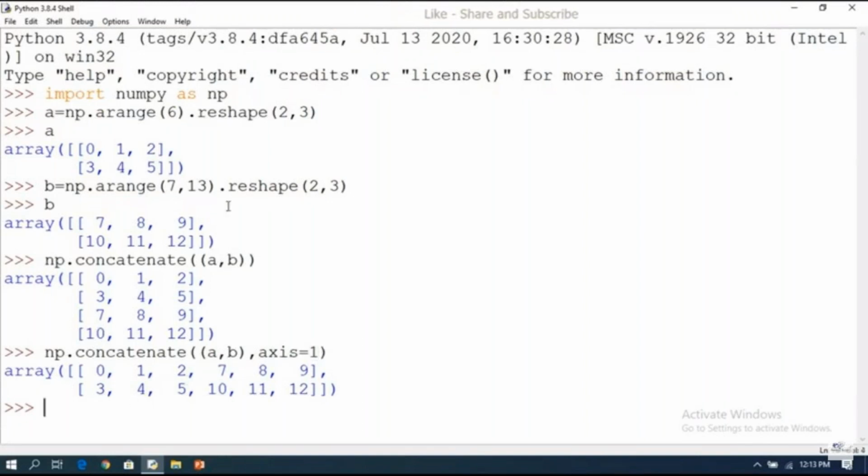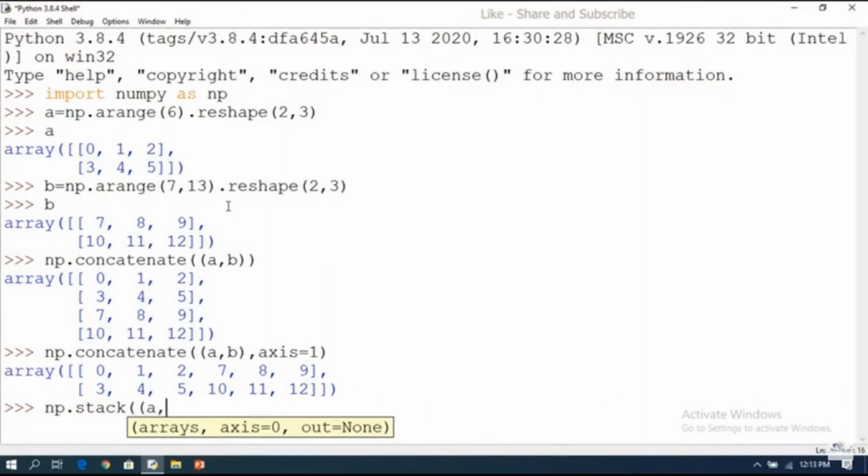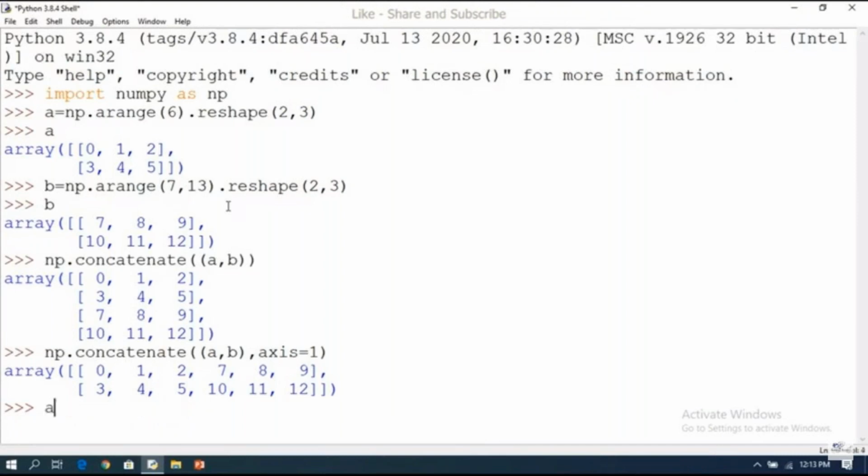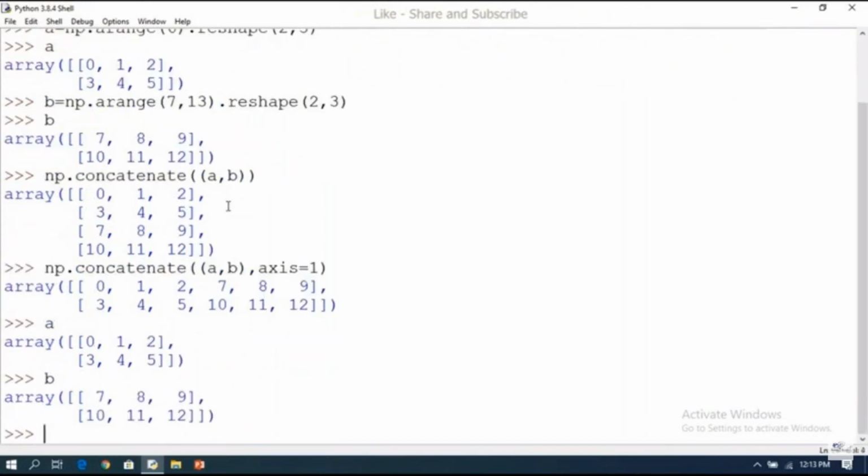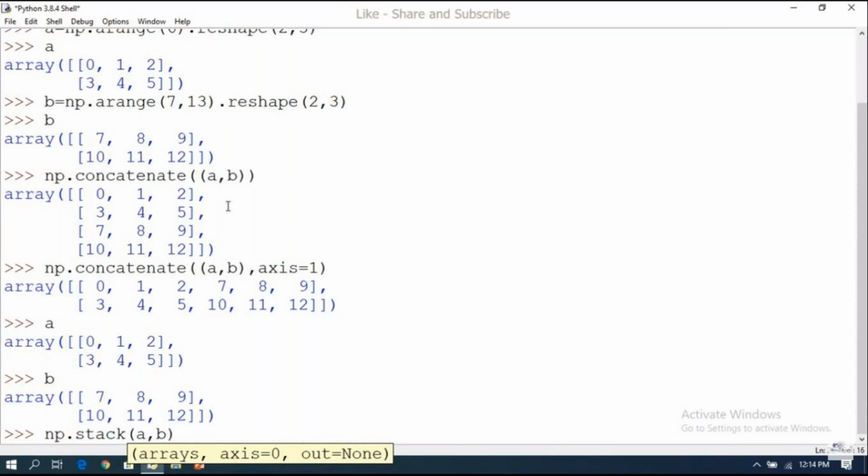So we have seen one more function called stack. So stacking is somewhat different from the concatenate. So if you observe here, np.stack. Before going to that, we'll see one more time. We'll go with A is equal to some elements and B is equal to some elements. So A is having an array 2 by 3 and B is also having an array 2 by 3. So 2 rows and 3 columns. So now we'll use the stack operation, np.stack of A comma B.